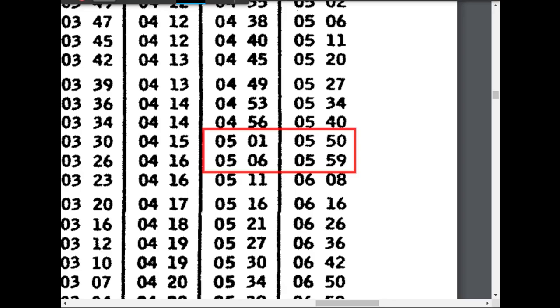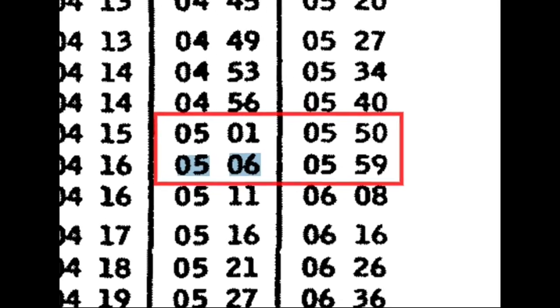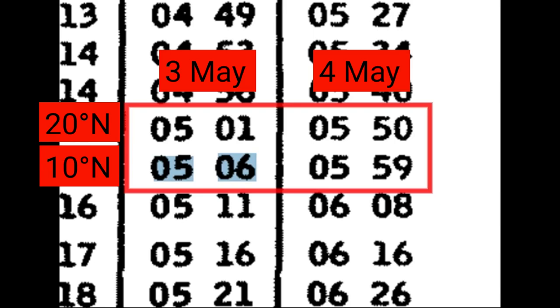And here we go. So our base latitude for 10 degrees north on 3 May was 0506 LMT. For 4 May, it was 0559. We're looking for the difference in time from our base to the next number. So the difference in time from 0506 going towards 0501 is minus 5 minutes. So that's the difference in time for 3 May.